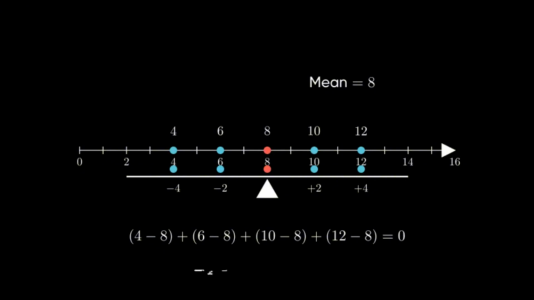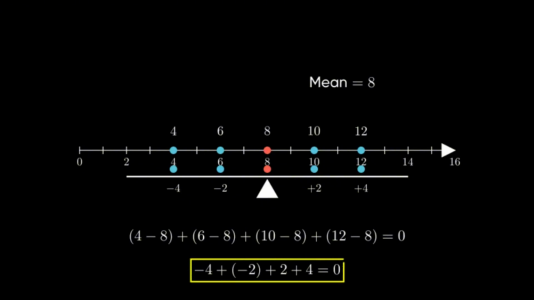We can write this mathematically. Each data point minus the mean creates a distance. When we add all these distances together, we get 4 minus 8 plus 6 minus 8 plus 8 minus 8 plus 10 minus 8 plus 12 minus 8 equals 0. Simplifying this equation, -4 plus -2 plus 0 plus 2 plus 4 equals 0. The negative and positive values perfectly cancel each other out. This is why the sum of deviations from the mean always equals 0.